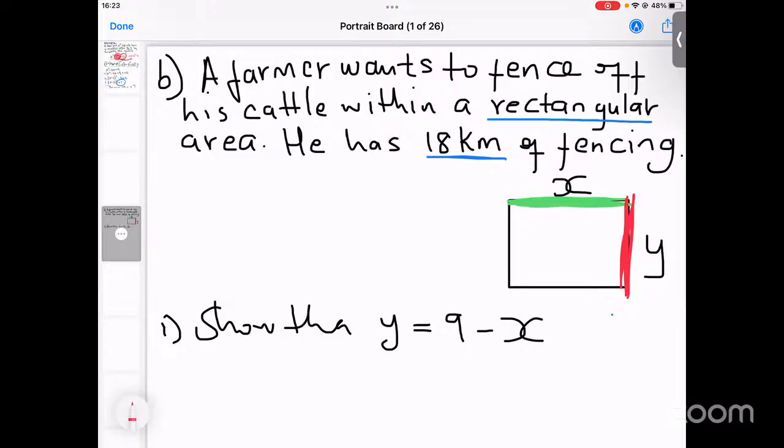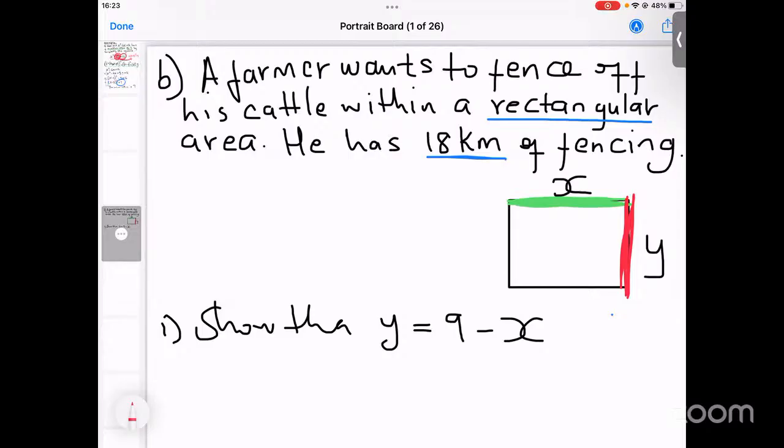What we just don't know is what is the value for the side of x and what is the value for the side of y. Because they've got different letters, it means they are also different in values. They do have to be different because it's a rectangular shape. If both sides were the same letters, it would mean it's a square. But because it's not a square, one side is x, the other side is y. So here they just want you to show that the y side is the same as that.